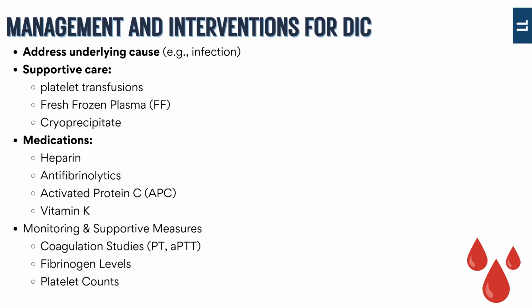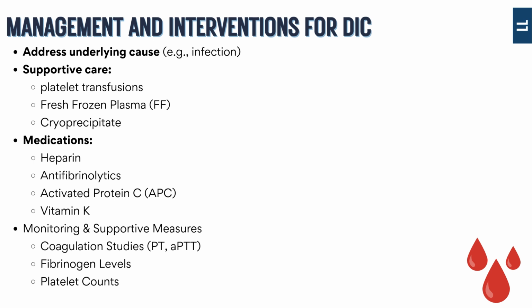So what do we do? When a patient has DIC, it's going to be particularly challenging, okay, because it involves addressing both that excessive clotting and also the bleeding. So the treatment is going to focus on identifying and addressing the underlying cause of the DIC while supporting the patient's coagulation system to prevent further complications.